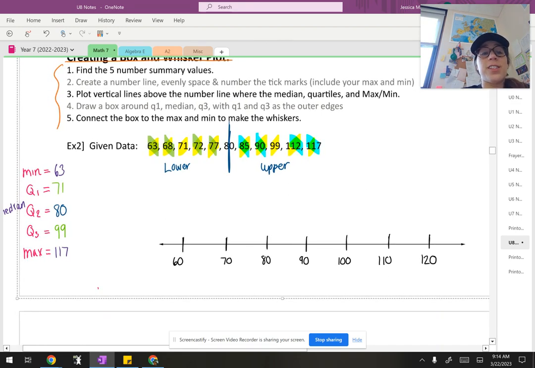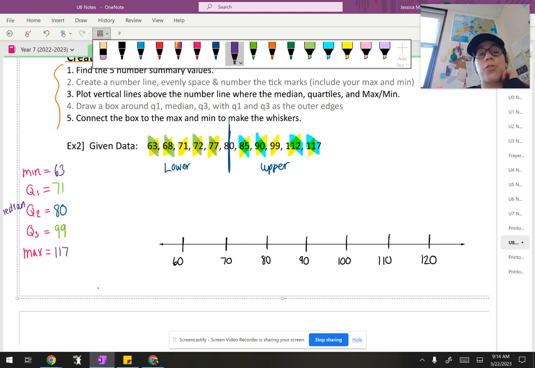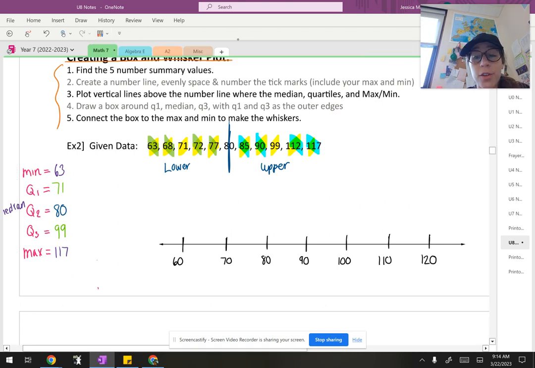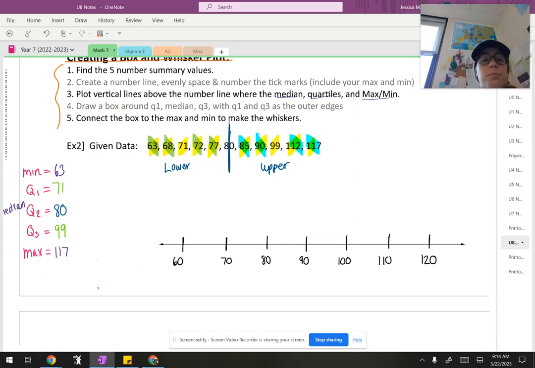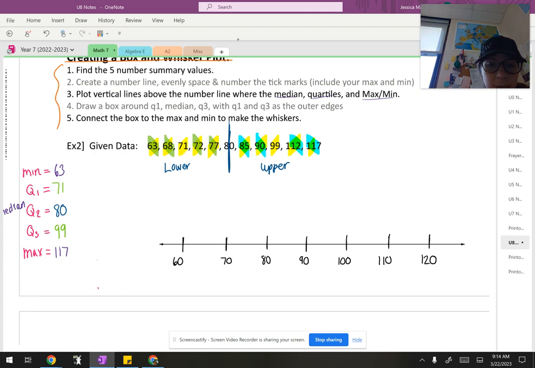So then, moving on, step 3, you need to plot vertical lines, so vertical, straight up and down, above the number line where your median, quartiles, and max and min, aka your 5-number summaries, are. And again, you can use a ruler to make this nice and straight. So 63 is going to be approximately here, and again, I'm just going to label that 63. And that is my min.